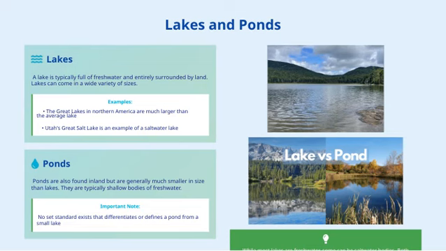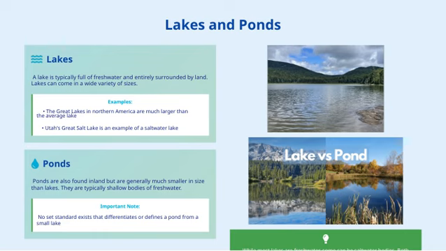Lakes are typically full of freshwater and are completely surrounded by land. They can vary a lot in size, from small to enormous. For example, the Great Lakes in Northern America are some of the largest lakes in the world, much bigger than your average lake. On the other hand, Utah's Great Salt Lake is a good example of a saltwater lake, which is a bit different from most lakes that contain freshwater.